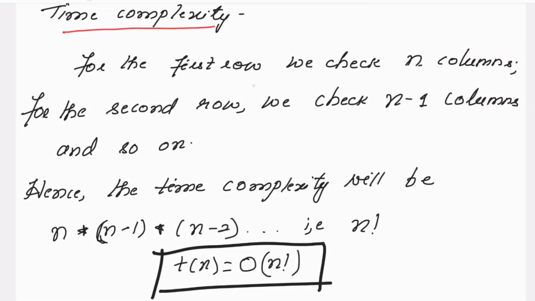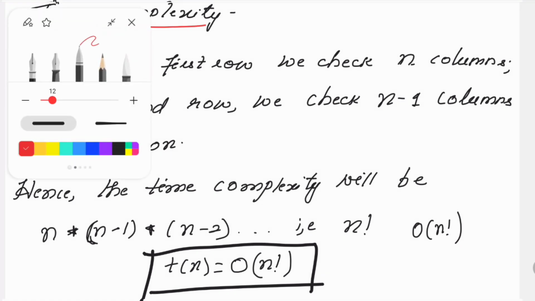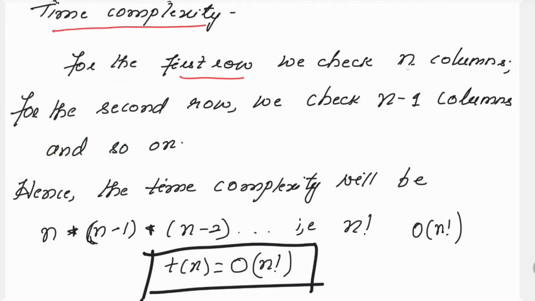The time complexity for the n queens problem is big O of n factorial. For the first row we check all the n columns, but when you go to the second row, you are checking only n minus 1 columns. You started with 4 columns, then in the second row you check 3 columns, in the third row only 2 columns, and in the fourth row only 1 column. As you move from one row to the next, the number of columns reduces by 1. That's why for the first row we check n columns, for the second row we check n minus 1 columns, and so on.